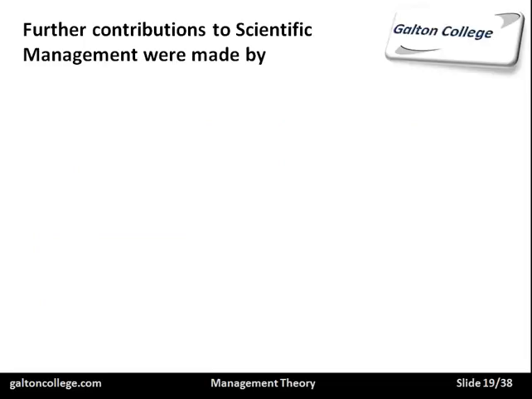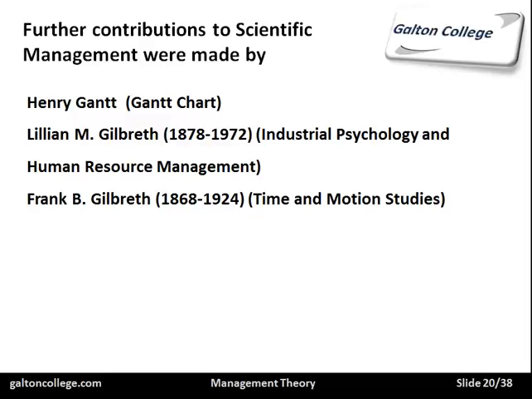Now, there were further contributions to scientific management. These were made by Henry Gantt, the person who famously came up with the Gantt chart, which is used in planning, in business and planning. Also Lillian Gilbreth and her husband Frank Gilbreth, and they came up with time and motion, and looking at industrial psychology and human resource management.